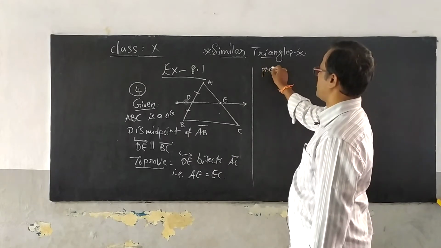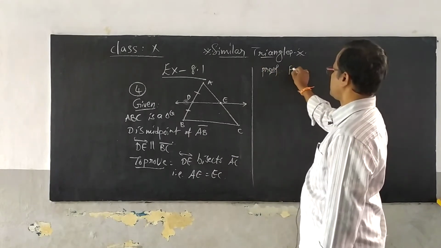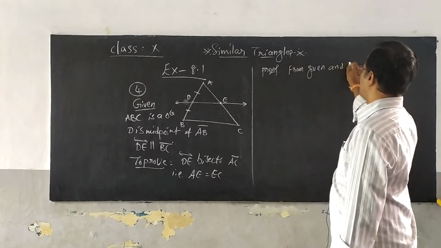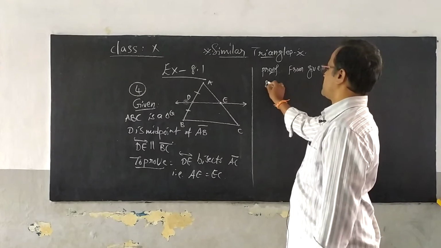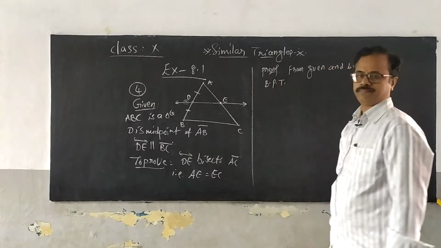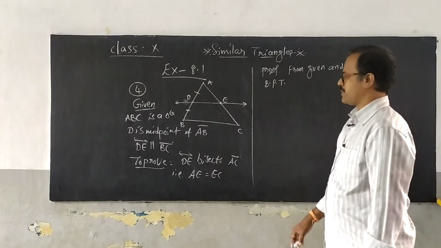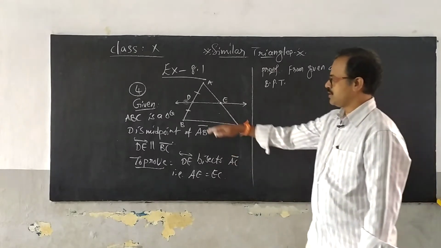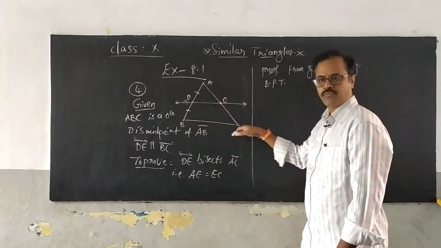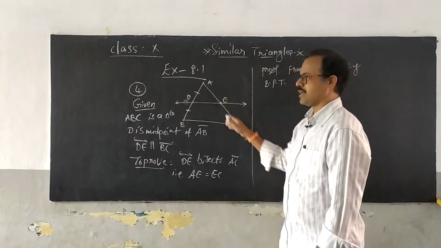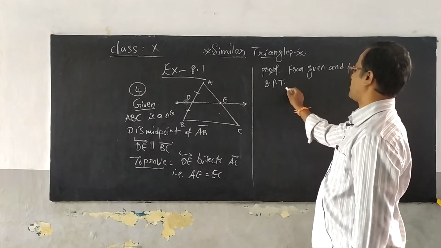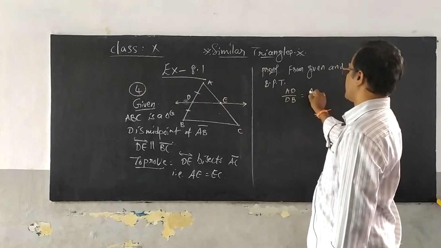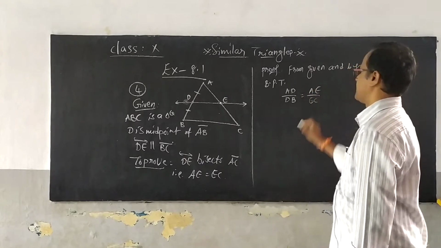Okay, so coming to the proof, from given and by basic proportionality theorem. What is the basic proportionality theorem? Can you tell me? Yes, very good. A line drawn parallel to one side of a triangle will divide the other two sides in the same ratio. Very good, Nana, very good. By BPT you write AD by DB is equal to AE by EC.